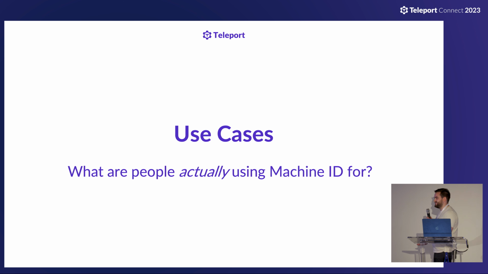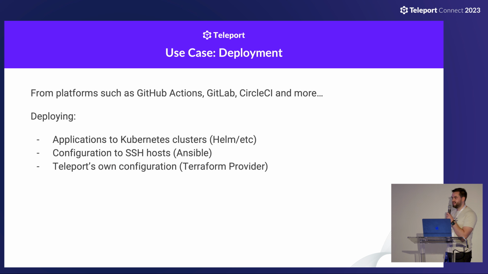So, what are people actually using Machine ID for? I can talk a lot about the benefits, but it's useful to look at what existing customers are enjoying with it. The first one, as I've talked a lot about already, is deployment. Probably 60 to 70% of the usage of Machine ID at this time is in organizations for deployment. They're deploying from platforms like GitHub Actions, GitLab, CircleCI, and a bunch more.